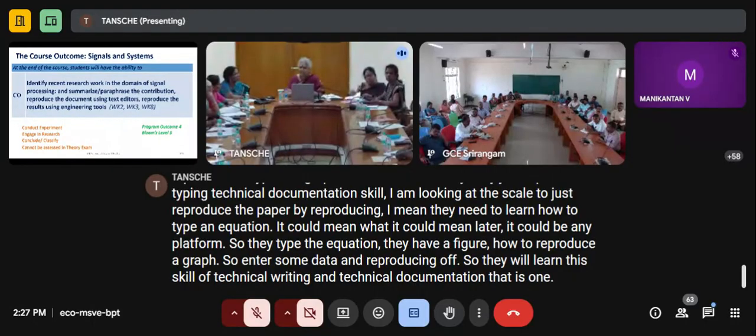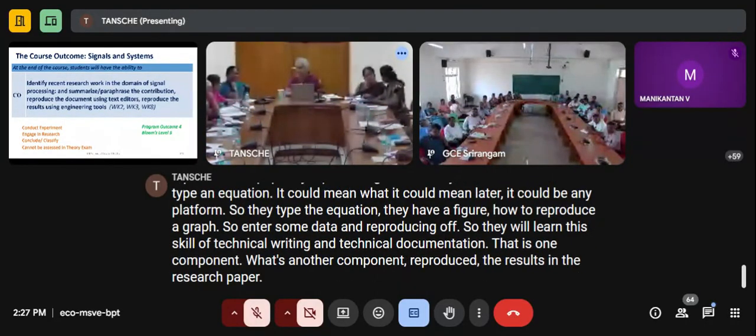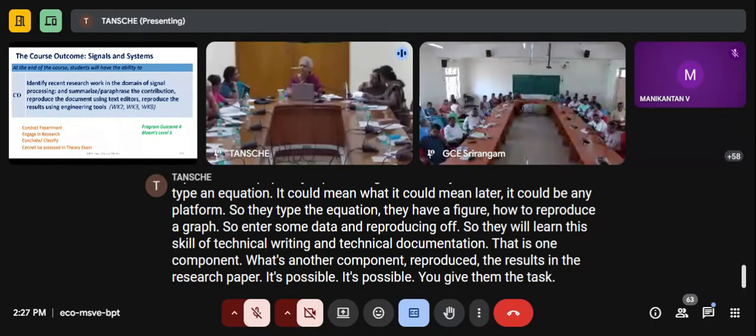That is one component. What's another component? Reproduce the results in the research paper. It's possible. You give them the task, type all this document, and they will type it.